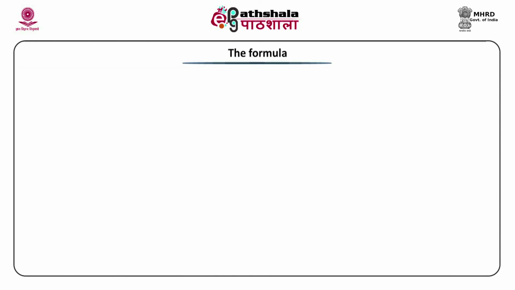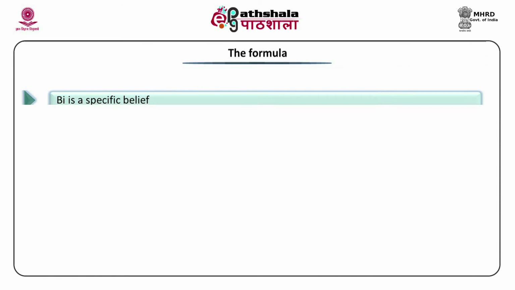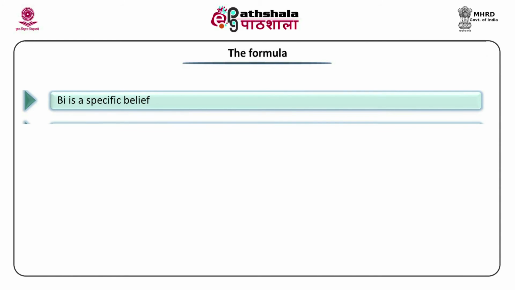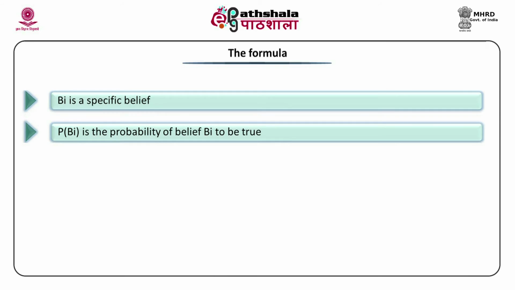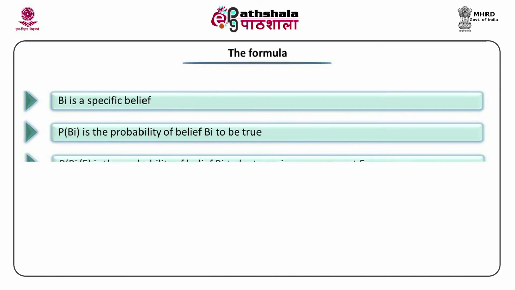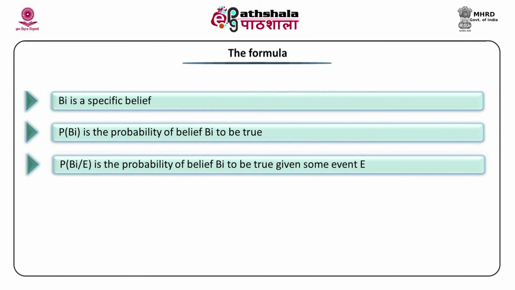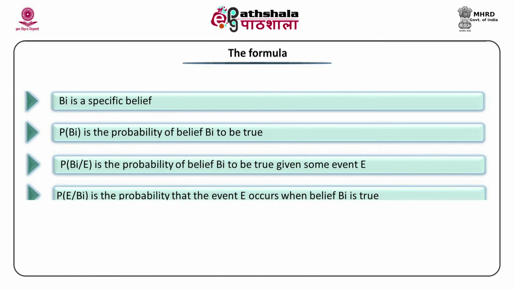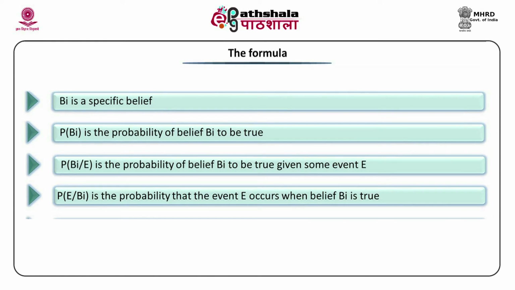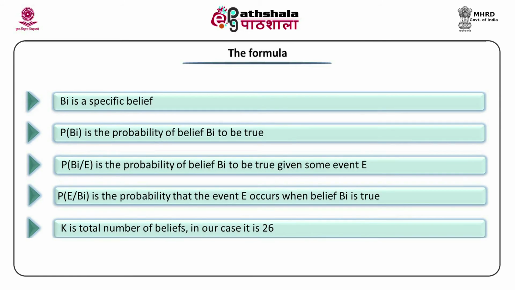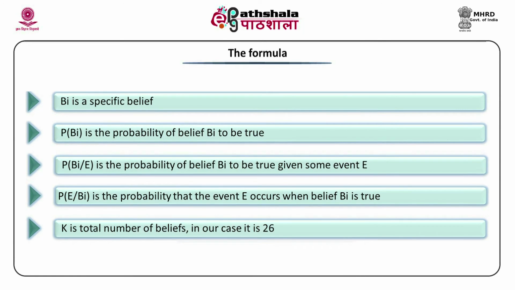For that particular formula, Bi is a particular belief. For example, let us assume that we are only talking about lowercase letters. So, we have 26 beliefs. The first belief is the character is small a, second is small b, and so on. So, that is 26 beliefs. And when I say P(Bi), and Bi is the character is A, it means what is the probability that this particular character is A.